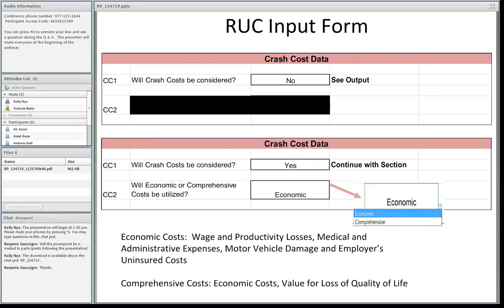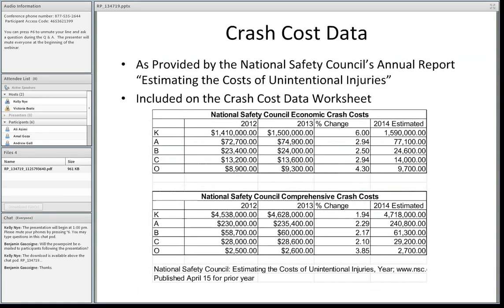So in the crash cost data worksheet, this is the information provided by the National Safety Council report, and this is what is shown for both the economic and the comprehensive crash cost. As I said, these numbers get quite charged with the comprehensive crash cost values. For fatality, we go from 1.5 million all the way up to 4.72 million, so that's quite a differential when we're talking about crash costs associated with work zones.